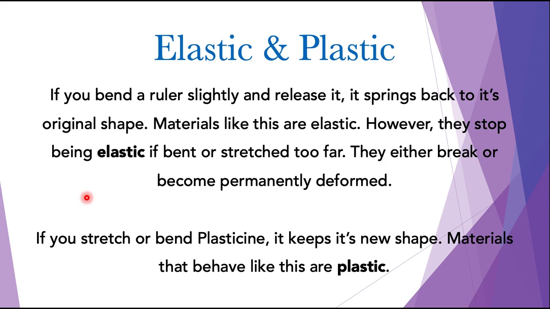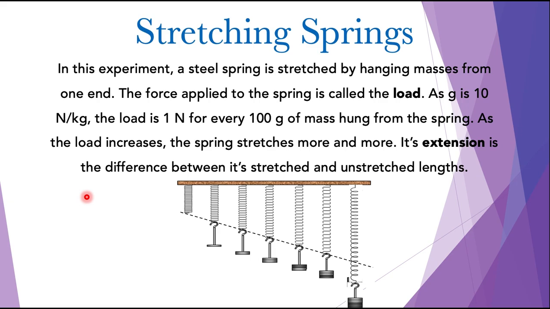Now, let's investigate how objects deform. So, to investigate how objects deform, it is simplest to start with a spring. Springs are designed to stretch a long way when a small force is applied, so it is easy to measure how their length changes. So here we have an experiment on a steel spring. In this experiment, a steel spring is stretched by hanging masses from one end. As you can see, these are the masses. The force applied to the spring is called the load.